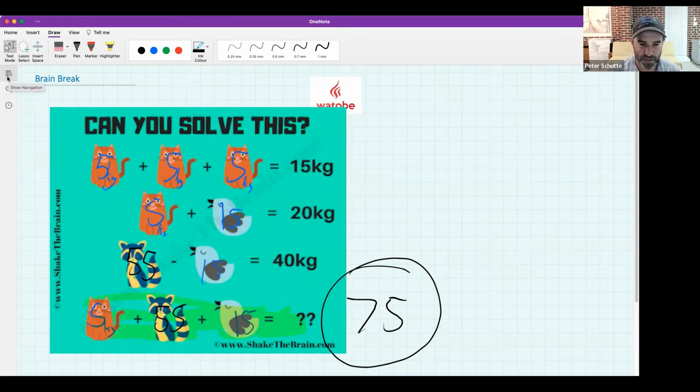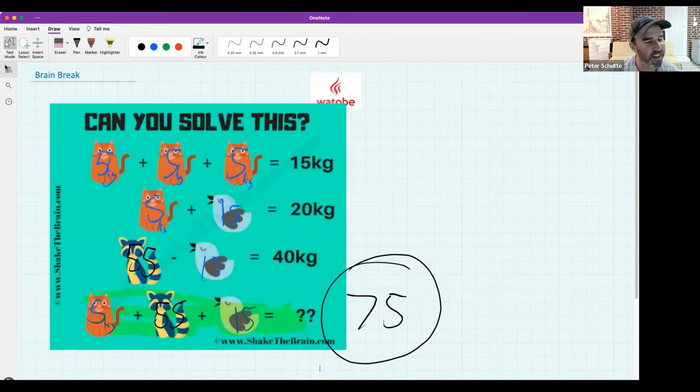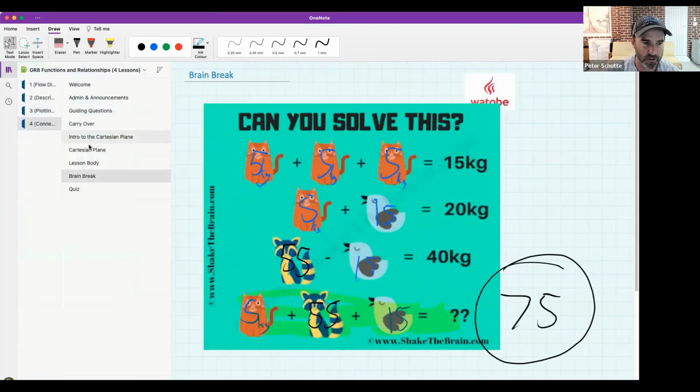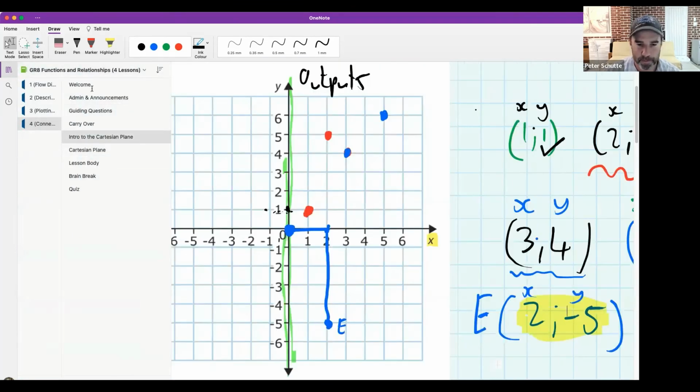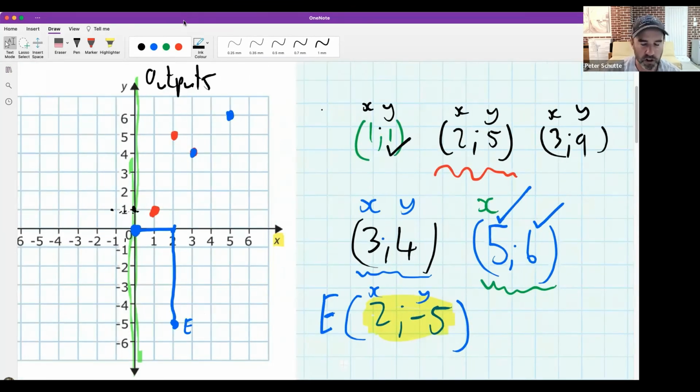Okay, so just a quick brain break today, but what I can see is that the majority of students are doing these much quicker than they used to, which means that you're getting used to the algebra of what's going on. That's true. Okay, so back to the last bit of today's lesson.